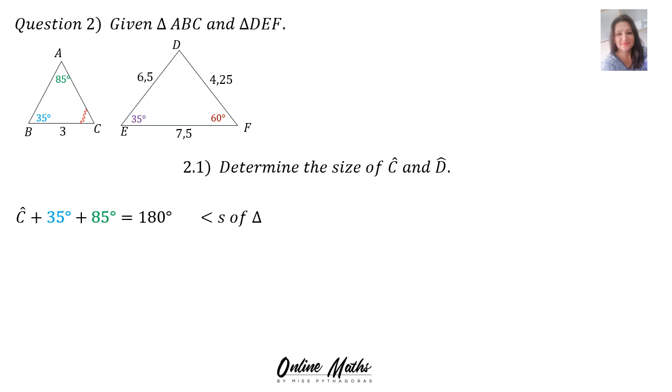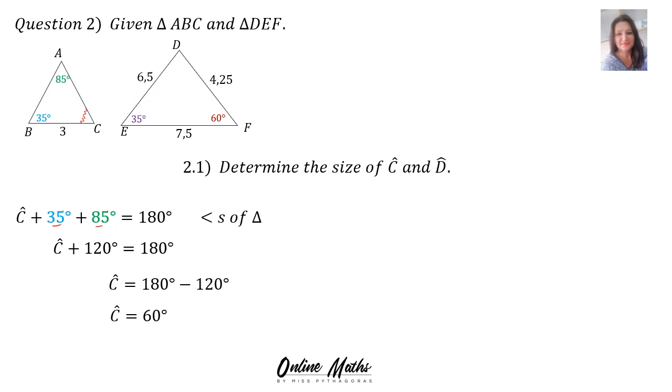And then we can add them. 35 plus 85 is 120. Let the 120 walk across. C is 180 minus 120. Therefore, C size is 60 degrees.